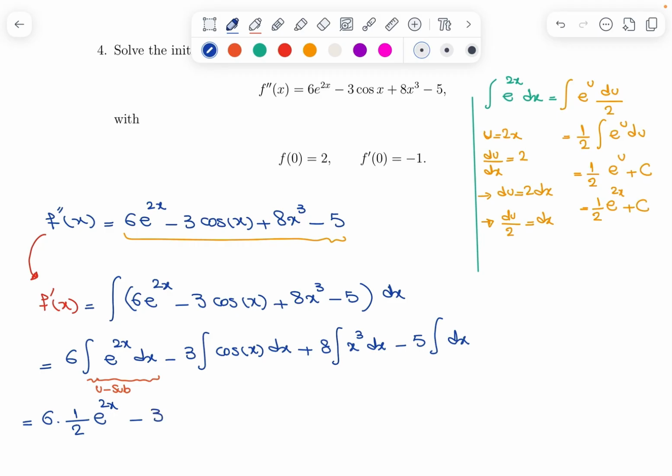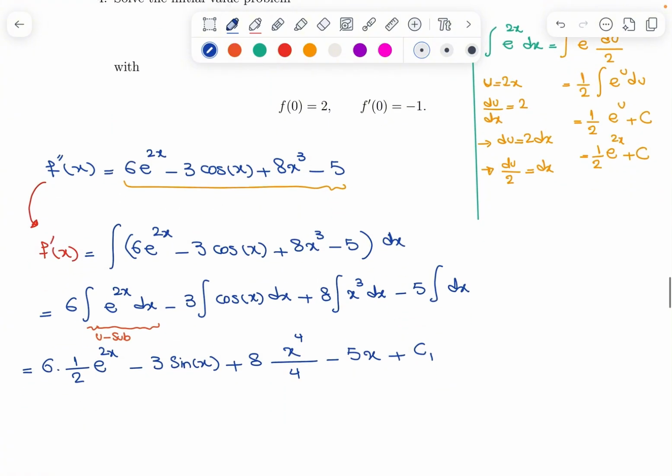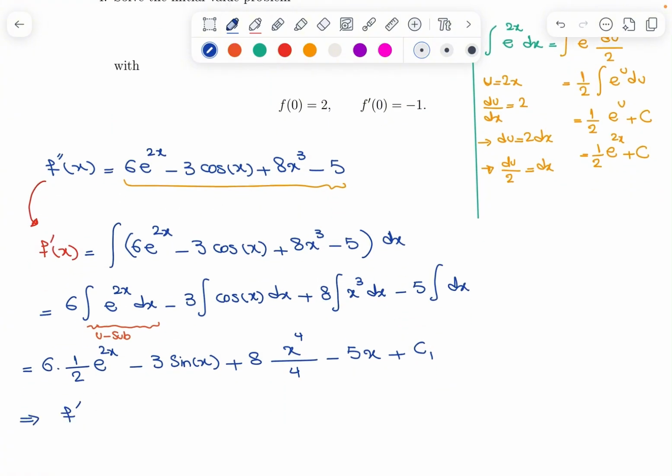Minus 3 times the antiderivative of cosine, which would be sine, because the derivative of sine is cosine, plus 8 times the antiderivative of x cubed, which would be x to the 4 divided by 4, minus 5 times the antiderivative of 1, which is x, plus c sub 1. So f prime of x would be 3 e to 2x minus 3 sine of x plus 2x to the 4 minus 5x plus c sub 1.